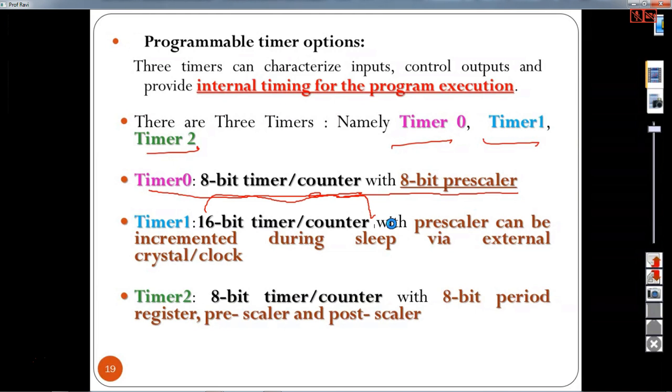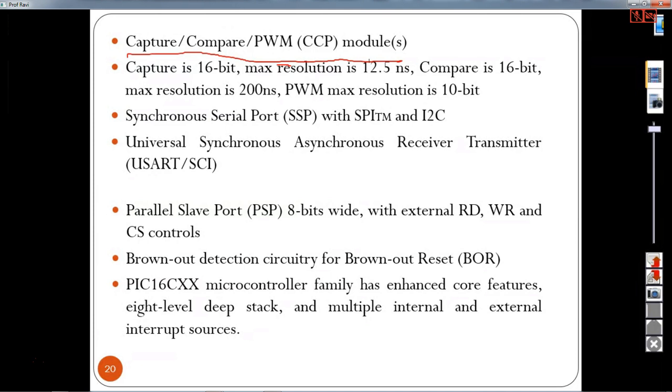And it has a synchronous serial port, SSP, with SPI. And the universal synchronous asynchronous receiver transmitter, USART, is there. And it has a parallel slave port of 8 bits. Just now I have shown you this.